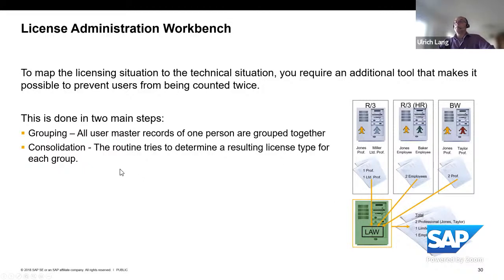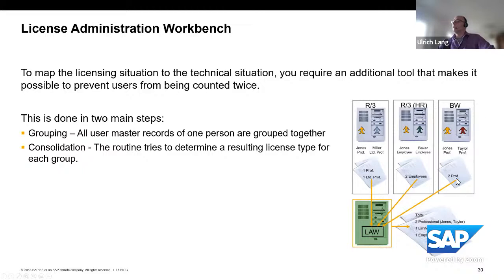And the second step is the consolidation. The routine tries to determine a resulting license type for each group. Meaning here, Mr. Jones has a professional license, an employee license, which is included in the professional license, and another professional, meaning the result for Mr. Jones is a professional.